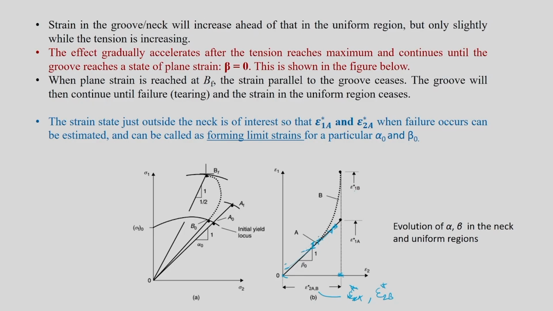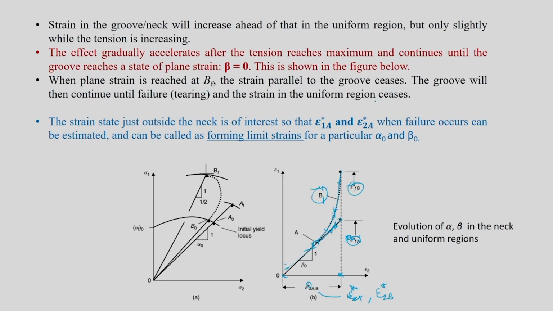But after some time you will see that there is an unstable increase in B. That's why it suddenly increases when compared to A, but A keeps on straining, the uniform region keeps on straining further. When epsilon 2A comma B reaches star, that means it reaches your limit strain, these two points will also reach their star value. When plane strain is reached at B, the strain parallel to the groove ceases because that is plane strain.